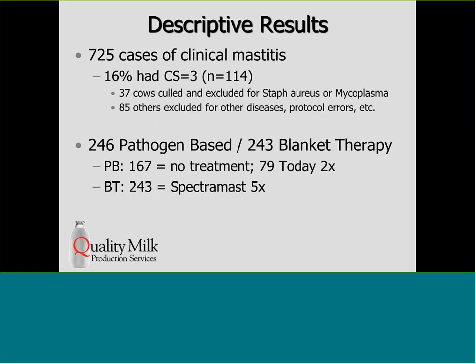So we looked at 725 clinical cases, of which 16% had that clinical score 3 and were not included in the trial. 37 cows were culled and excluded because they had Staph aureus or Mycoplasma, and 85 others were excluded because they had multiple diseases or protocol errors or something like that. So we ended up with 246 cases in the pathogen-based group, okay?